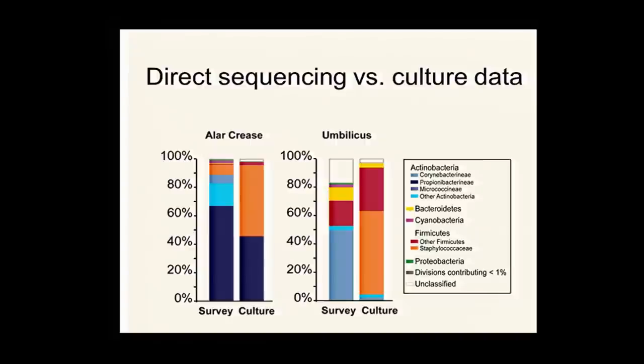So what you can see is that these are relative abundance plots. I'm going to show you more of them, and go into more detail on them and how they were generated. But I just want to at least start by saying that you do get different information.